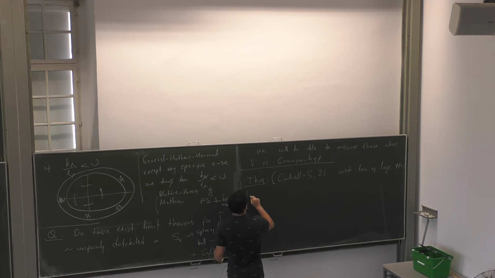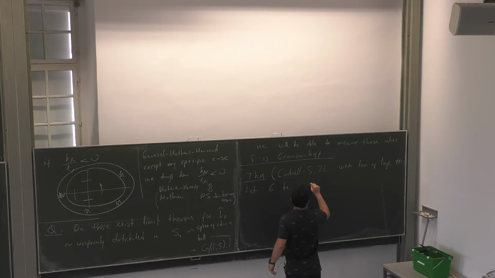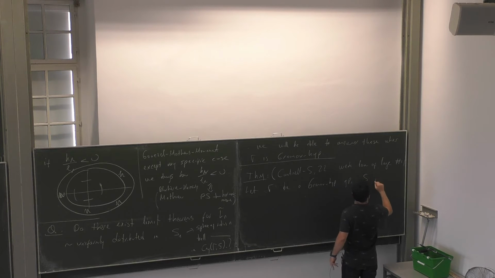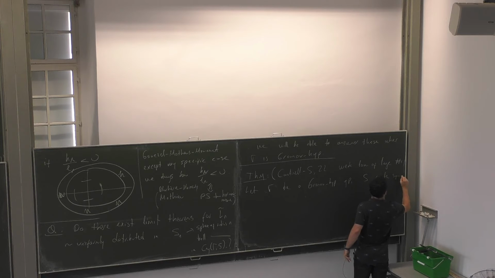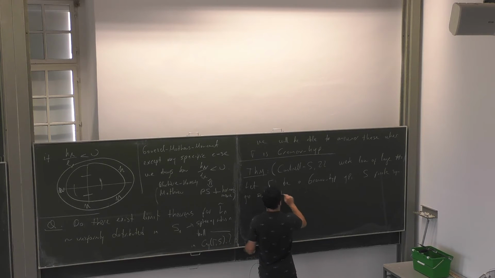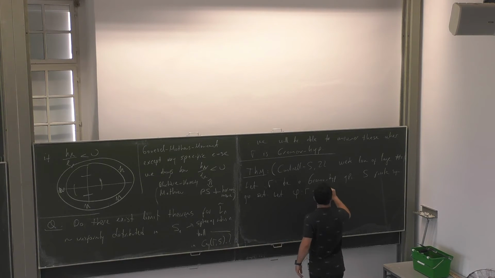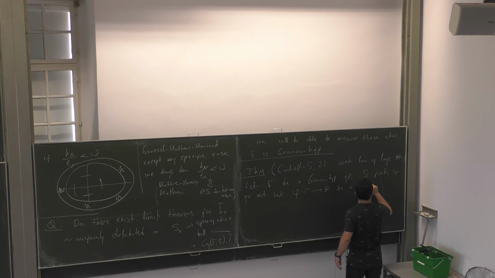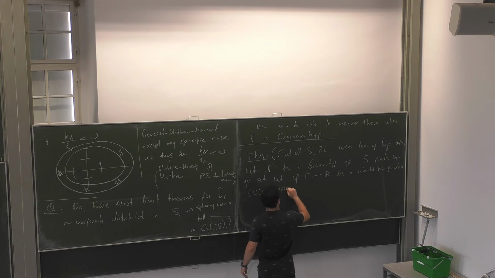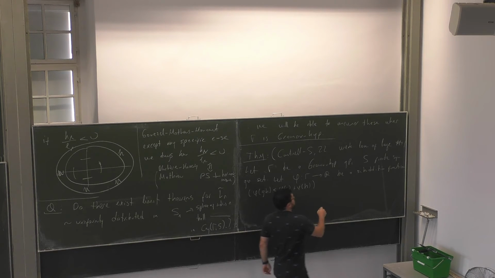So let gamma be a Gromov-hyperbolic group, and S a finite symmetric generating set. Okay, and let phi from gamma to R be a subadditive function. By subadditive, I mean phi of gh is less than or equal to phi of g plus phi of h for every g, h. Well, then, in fact, there is a law of large numbers.